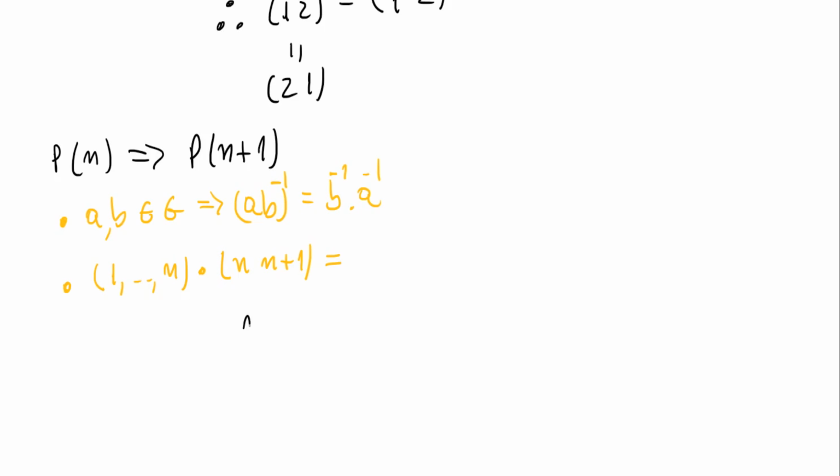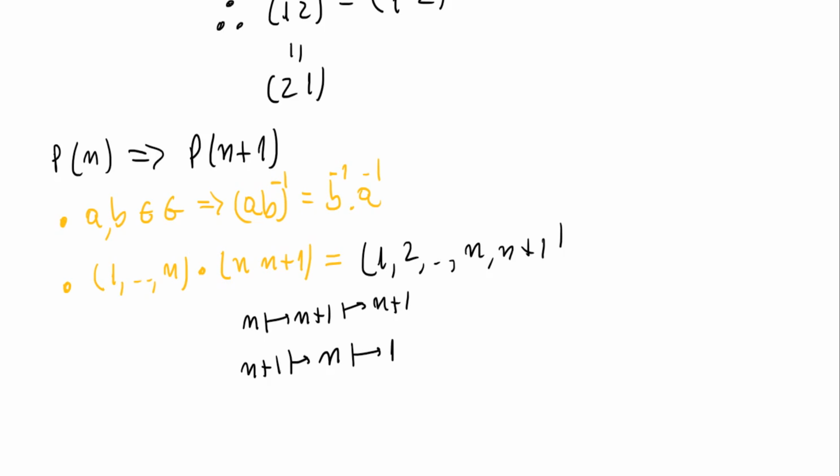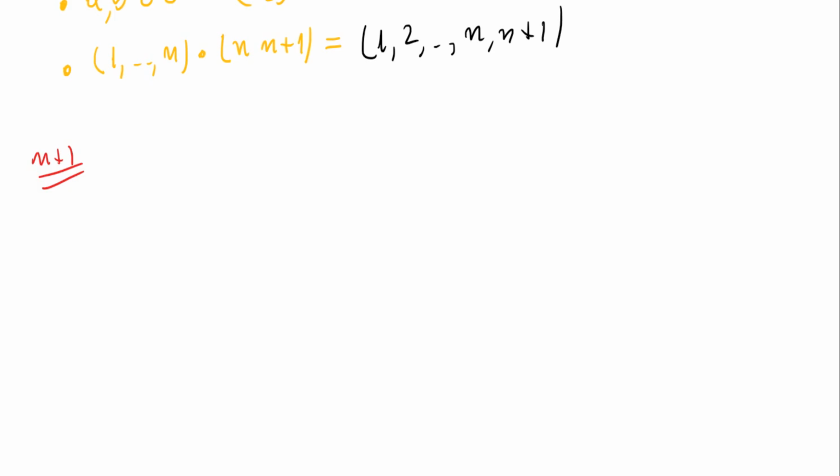On the right, we have n going to n+1 and n+1 going to n. But on the left, n goes to 1. So we have n+1 going to 1. And again, on the left, n+1 goes to n+1, because n+1 doesn't belong to the cycle. So the result is clearly the cycle (1 2 ... n n+1). Okay, now we prove the induction step.